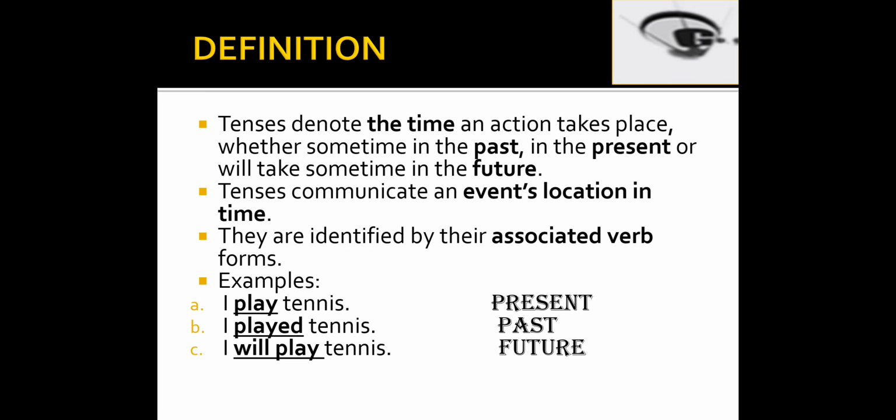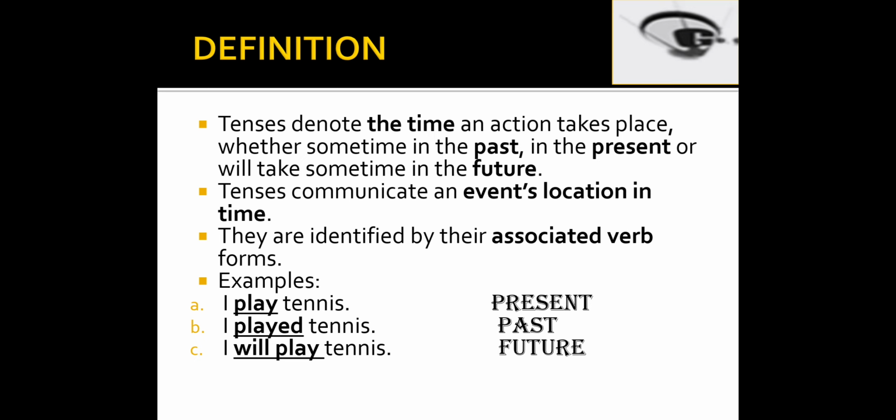Students, tenses denote the time an action takes place, whether sometime in the past, in the present, or will take some time in the future. Tenses communicate an event's location in time. They are identified by their associated verb forms.